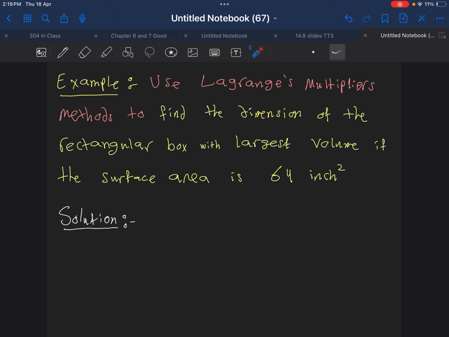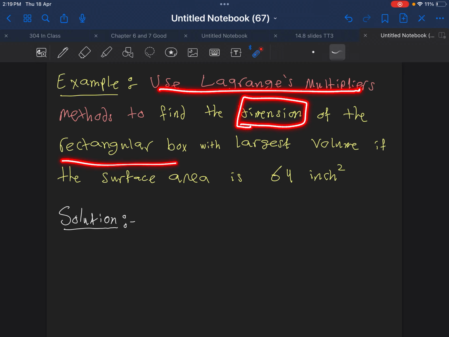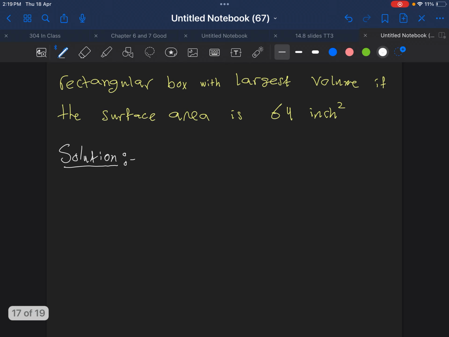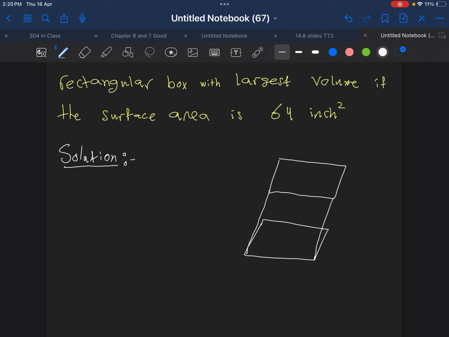Now, for our question, we need to use the Lagrange multiplier method to find the dimensions of the rectangular box. So I will start off with a rectangular box, something like this. A rectangular box has three dimensions. We have x, we have y, which is this one here, and this one here, and we have the height, which usually we will use the letter z to describe.